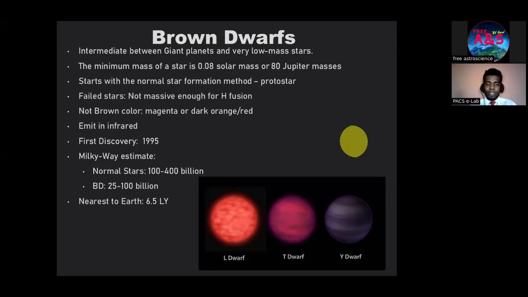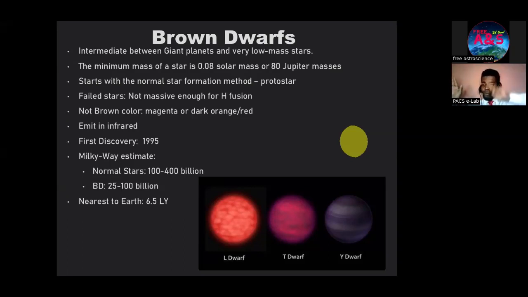But one thing about these brown dwarfs is that they are intermediate between gas giants and stars. An example of a gas giant is Jupiter. We have Saturn, but let's use Jupiter. So they lie between Jupiter and low mass stars.